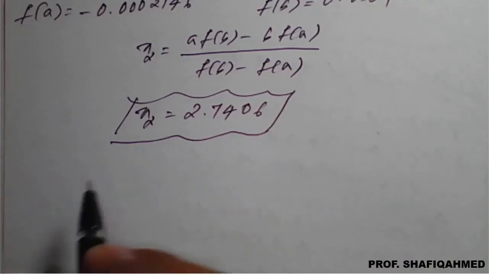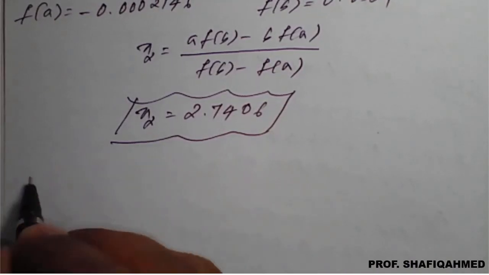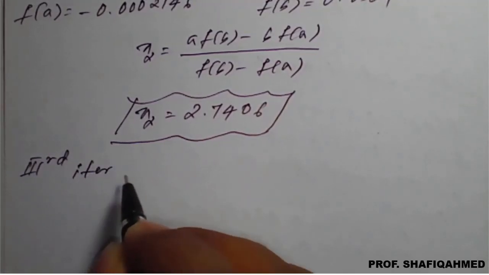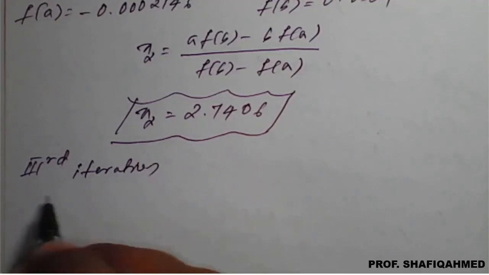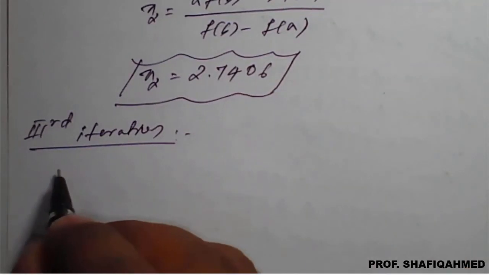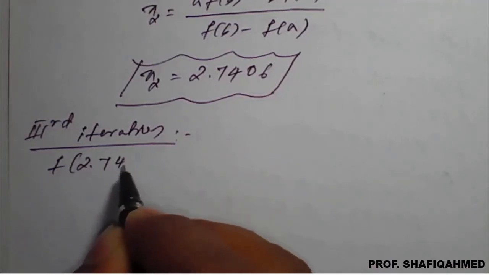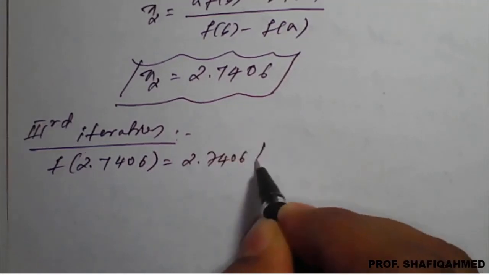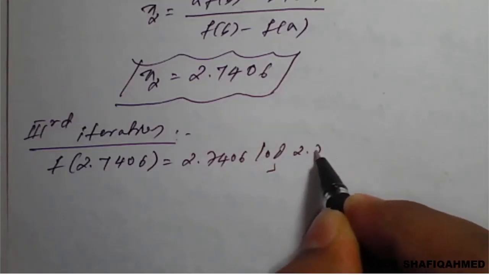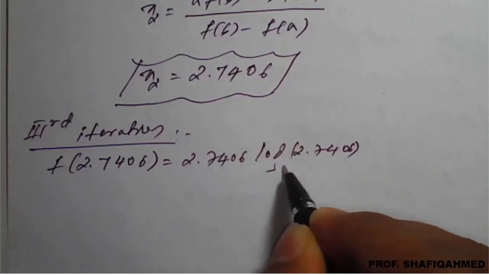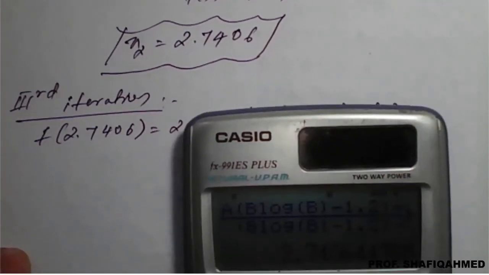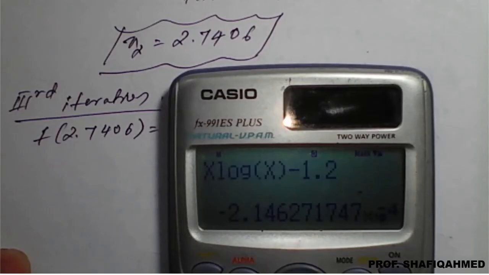This is the second iteration. Now we'll apply this in the given equation for the third iteration, or third approximation. So f of 2.7406, that is, we need to apply 2.7406 into log of 2.7406 to the base 10 minus 1.2. It is already available in the calculator, so you use the center cursor button again, it is typed x log x minus 1.2.